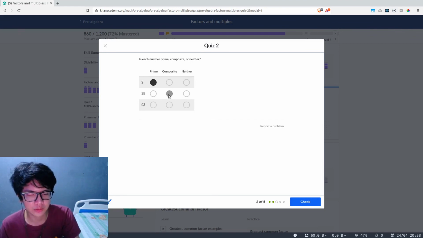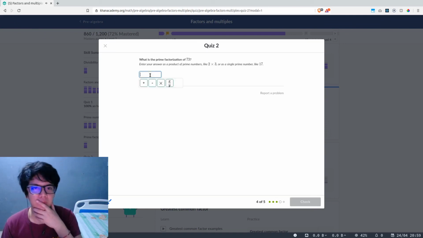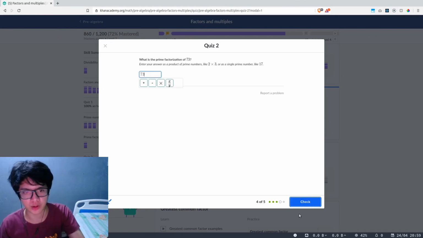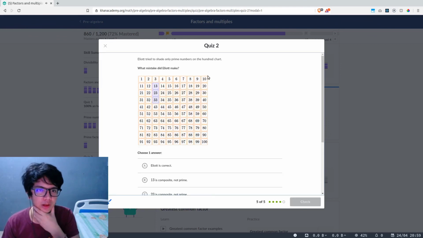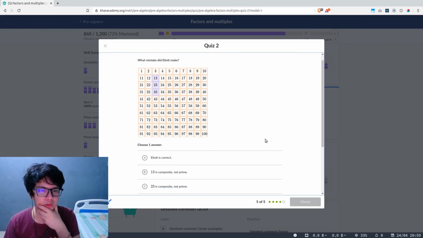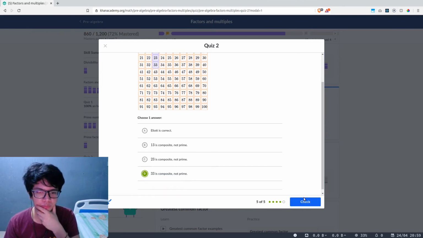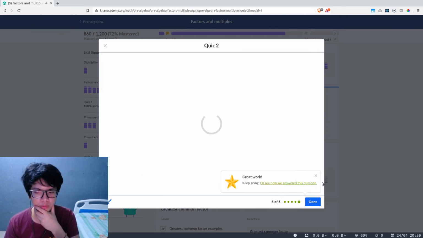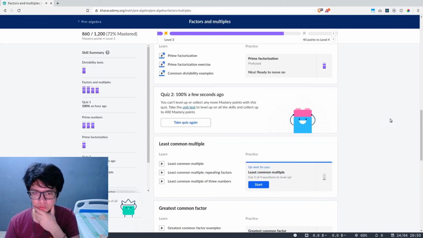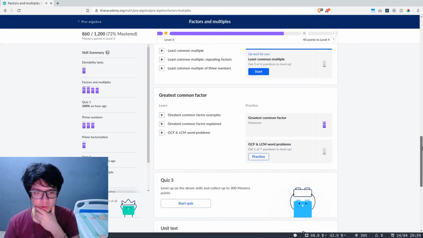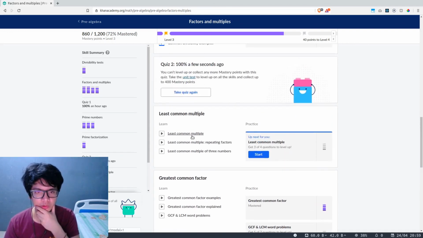Prime, composite. No, not really. This is neither. No, it's composite. What is the prime factorization of 73? I believe 73 is like 1. Elliot tried to shade only prime numbers on the chart. 33 is not prime. Cool. Okay, I'm almost close.